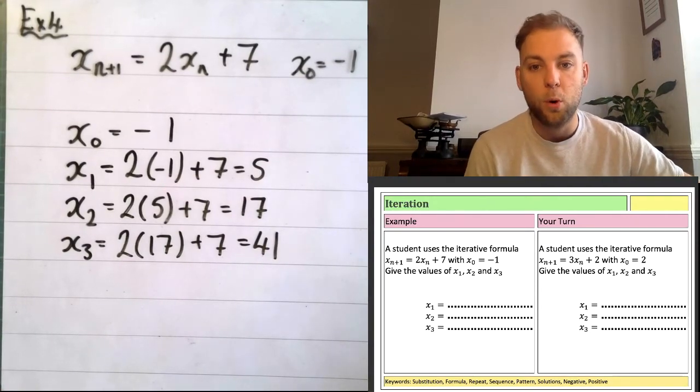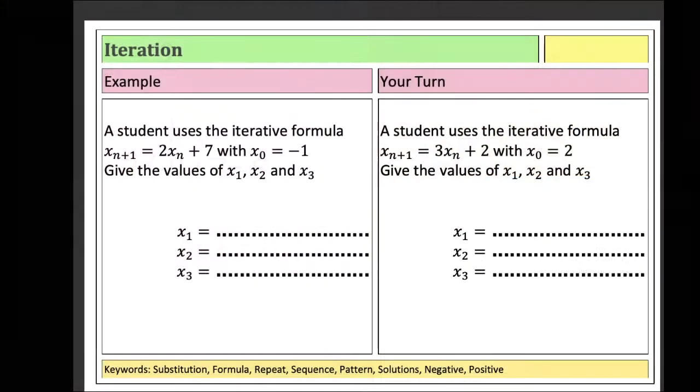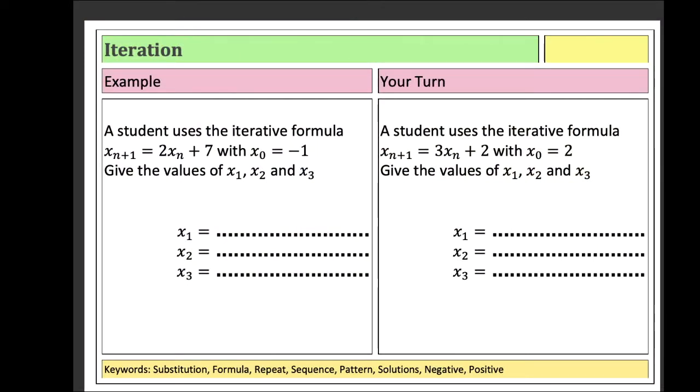So pause now and have a little go at that one on the right hand side. I will go through it in a sec if you're still struggling with this. But if you're ready, pause now and have a little go at that one on the right. Okay, so let's have a look at this one together.